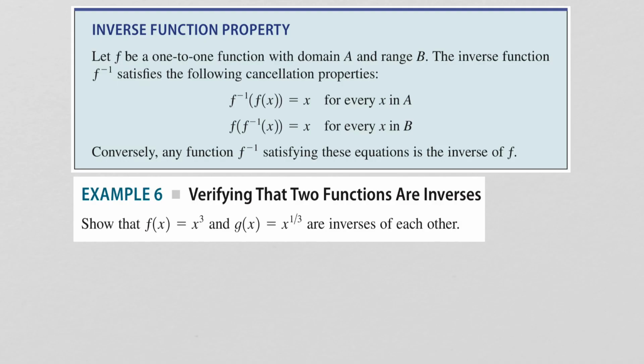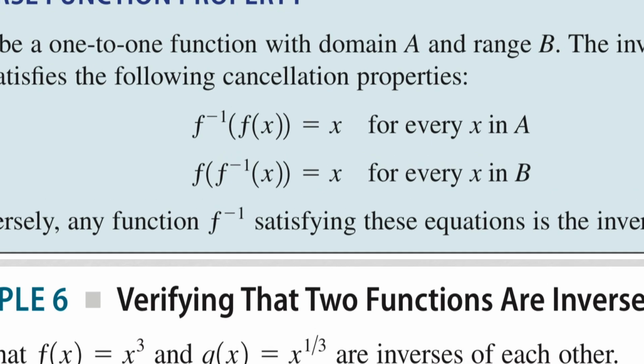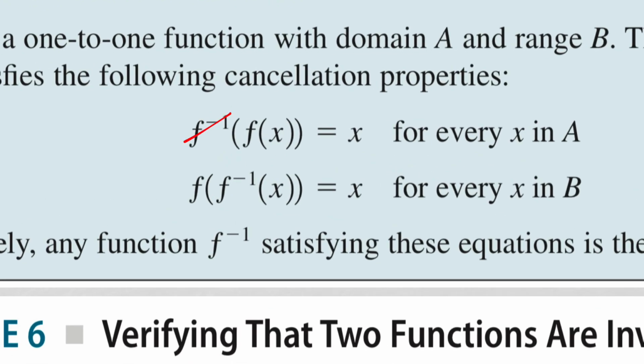The inverse function property says: let f be a one-to-one function with domain A and range B. The inverse function f inverse satisfies the following cancellation properties. f inverse of f of x is equal to x, and f of f inverse of x is equal to x. So any function f inverse that satisfies these conditions must be the inverse function of f. So the inverse function is the function that cancels out the original function, and likewise, the original function cancels out the inverse function.